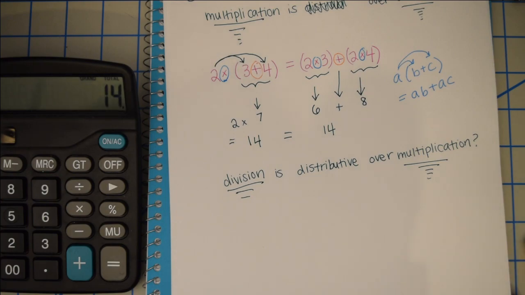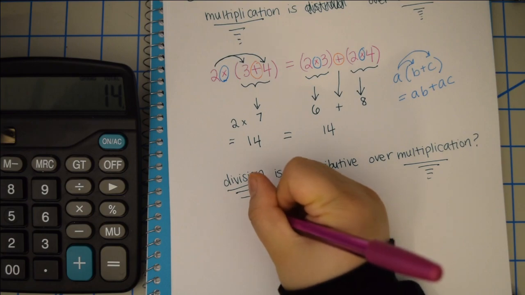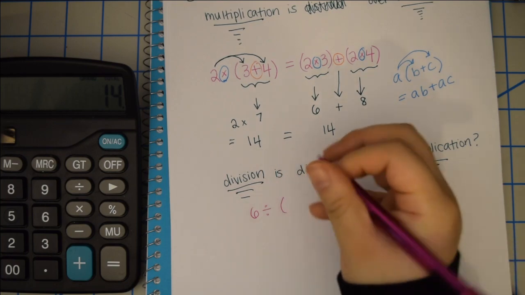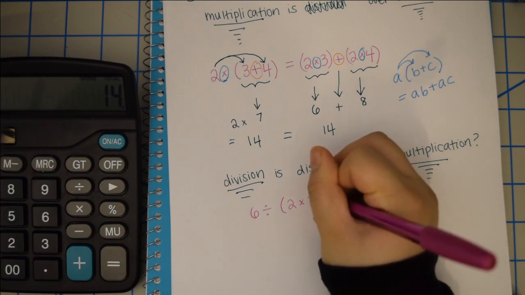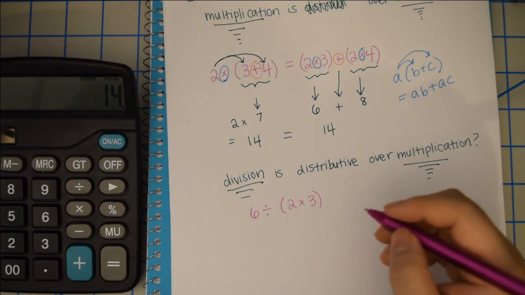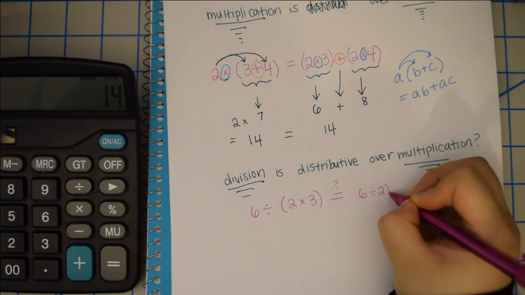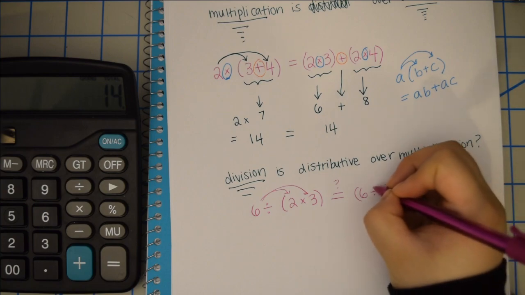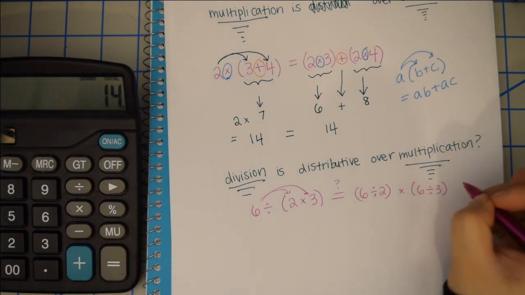And it is not true, but if it were to be true, we could say something like, is 6 divided by 2 times 3. Okay, so here's the division over the multiplication. If this really were true, does this equal 6 divided by 2, like distributing this? And so then keeping the times, 6 divided by 3. And that answer should be no.